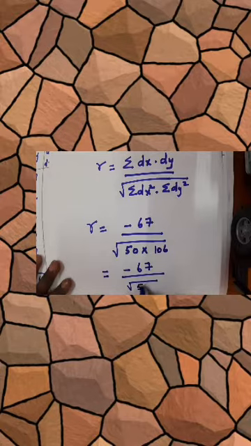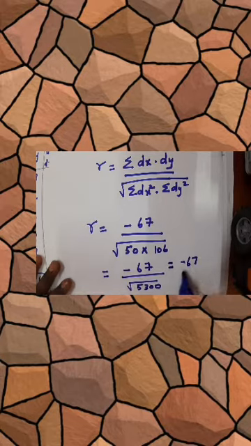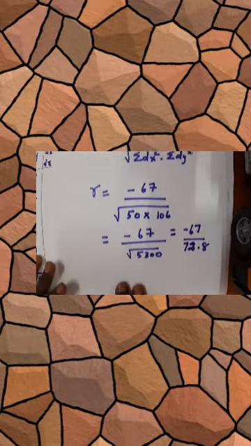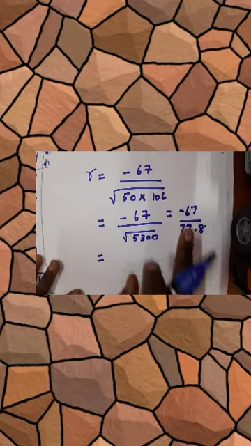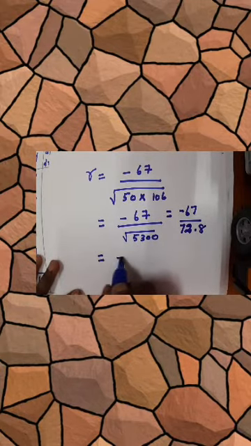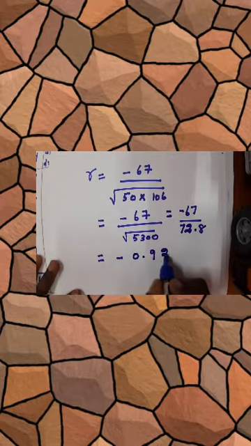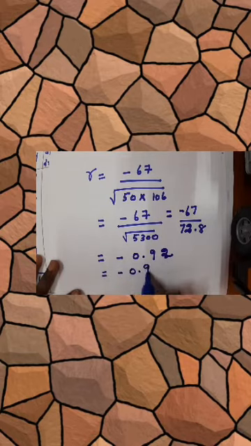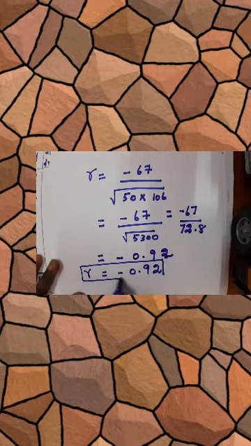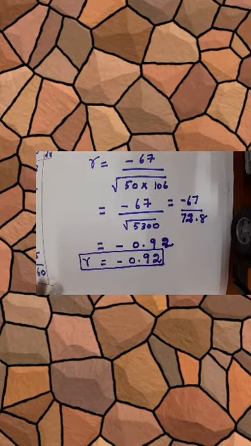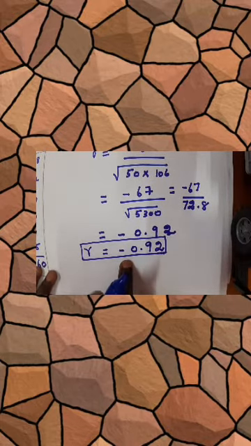You can use your calculator. You will get 5300, which is equal to minus 67 divided by root 5300, which will give you something around 72.8. So which is equal to negative 67 divided by 72.8, which will give you negative 0.9. Negative 0.9. This is the value of r we are getting. So what can you say from the result? You have a negative correlation, am I right?